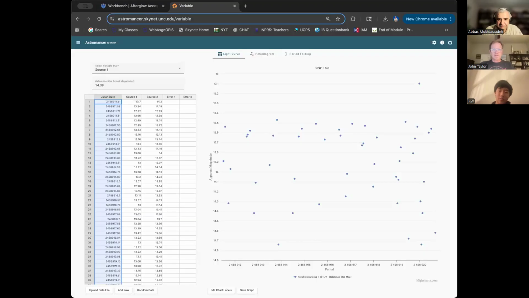Yeah. So that's where I'm at now. I copied just like that. I did the top stuff as source one, the bottom stuff as source two, and then I put the Julian date. Very good. And I can see some periodicity in here already, it looks like.